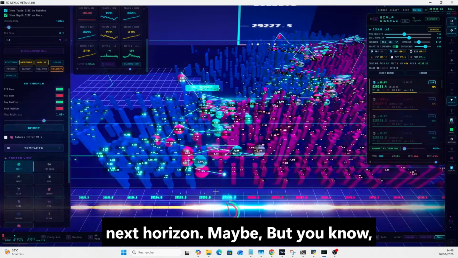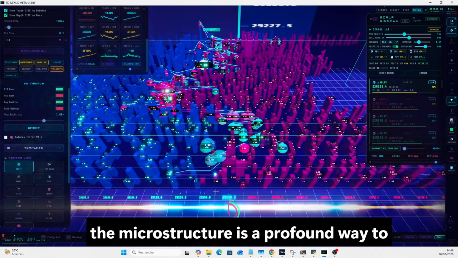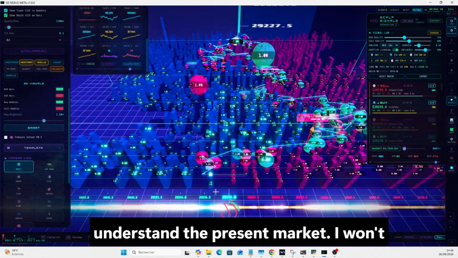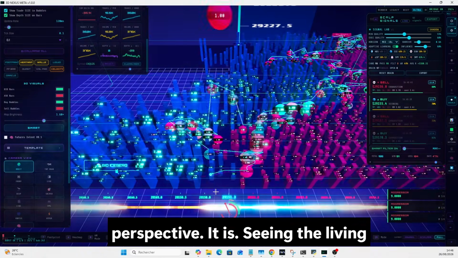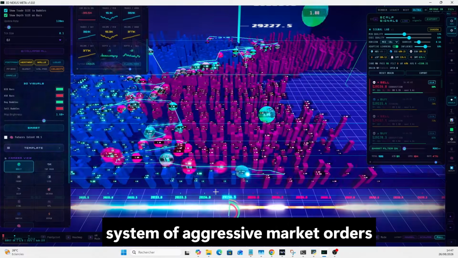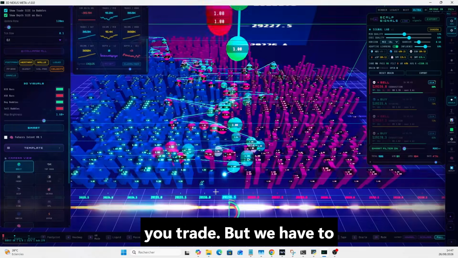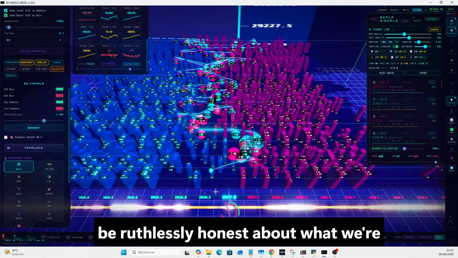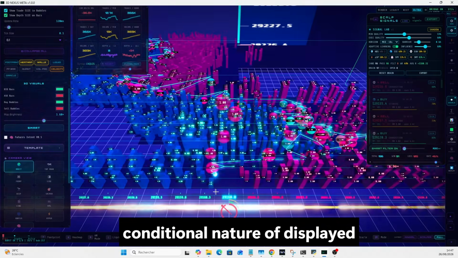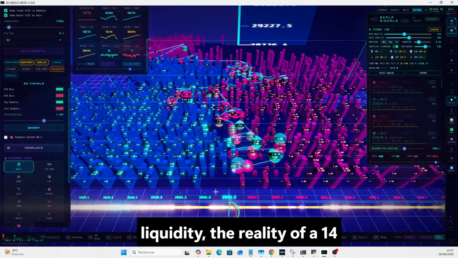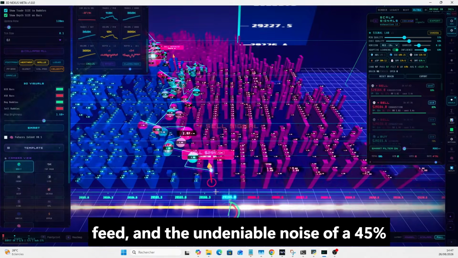Maybe. But stepping behind the candlestick to view the microstructure is a profound way to understand the present market. I won't deny that. It's a completely different perspective. It is. Seeing the living system of aggressive market orders hitting passive limits, it changes how you trade. But we have to be ruthlessly honest about what we're actually looking at here. Which is? The conditional nature of displayed liquidity, the reality of a 14-millisecond delay on a localized retail feed, and the undeniable noise of a 45% signal rate.